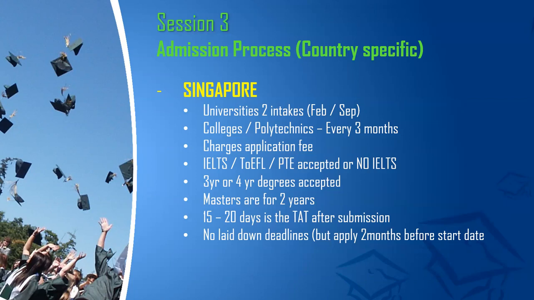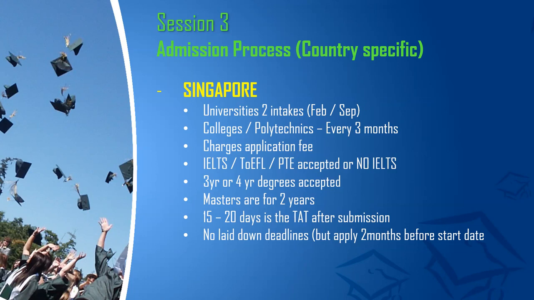Universities have two intakes, February and September. That is, I'm talking about Nanyang, NUS, and other ones. Colleges and polytechnics have intakes every 3 months or sometimes every 6 months. They charge an application fee, whether private, small, big, low, they charge application fees. Here, you need IELTS, TOEFL, PTE, or most of the private institutions accept you without IELTS also.